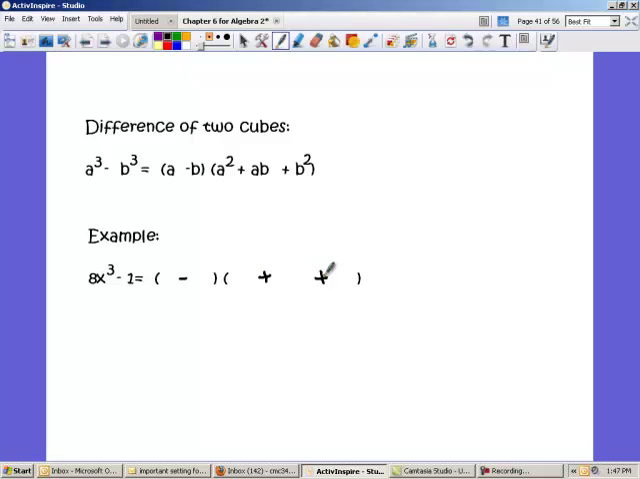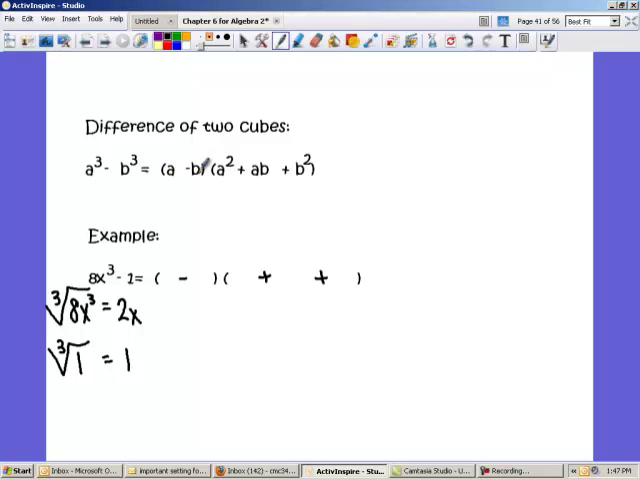So we have to look at each individual thing. Can you take the cube root of 8x to the third? And the answer is yes. It's 2x. Cube root of 8 is 2, and the cube root of x to the third is x. And then can you take the cube root of 1? Yes, you can. It's 1. That one's easy. So now we just fill this in.